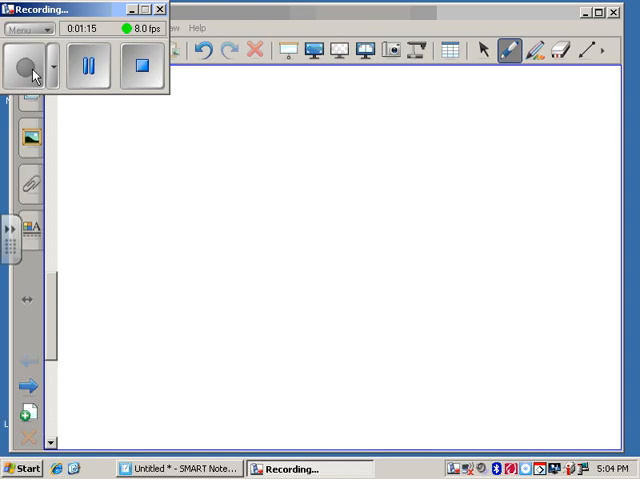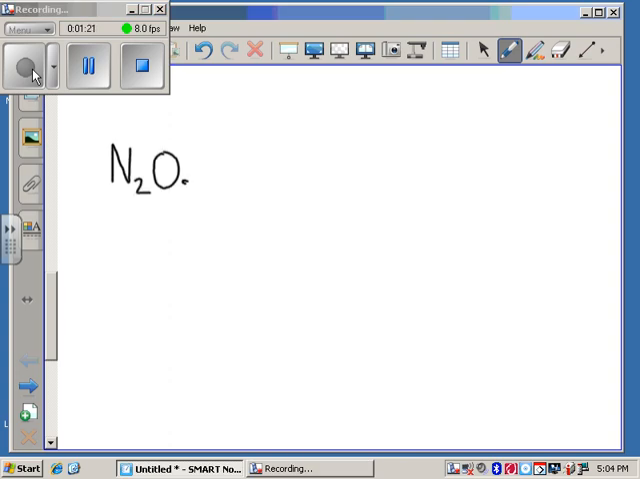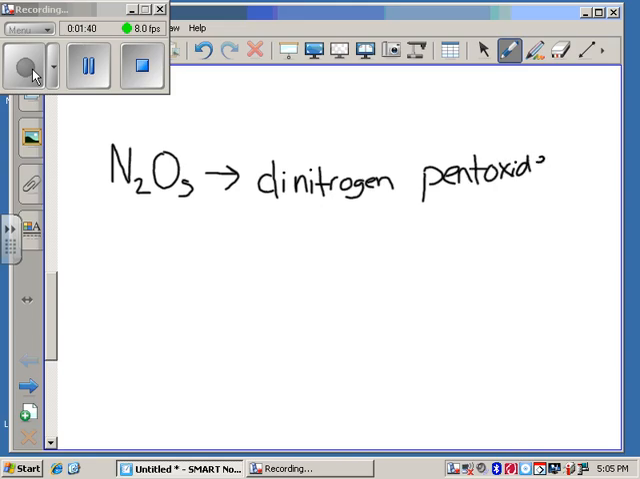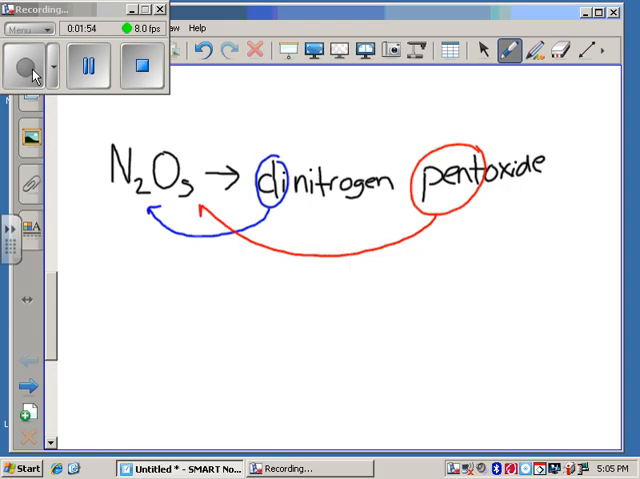The first we're going to start with is N2O5. We're going to name this. The name of this formula is dinitrogen pentoxide. Now we see that this di came from the 2 behind that nitrogen, that N right there, and the pent in the oxide came from the 5 behind that O right over here.